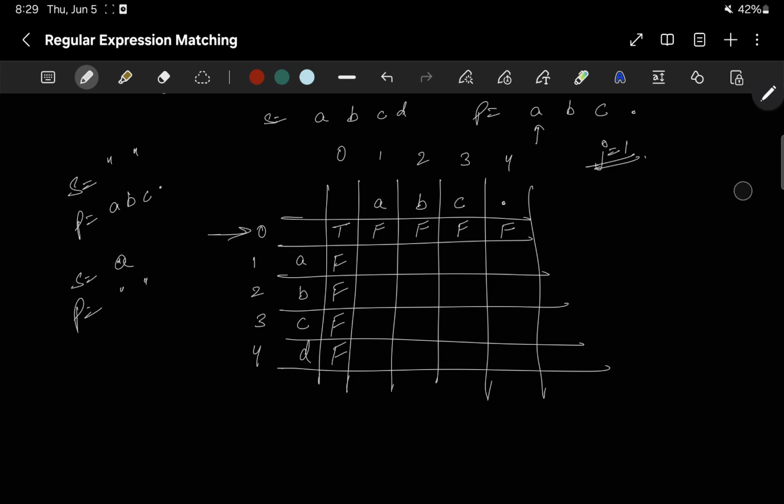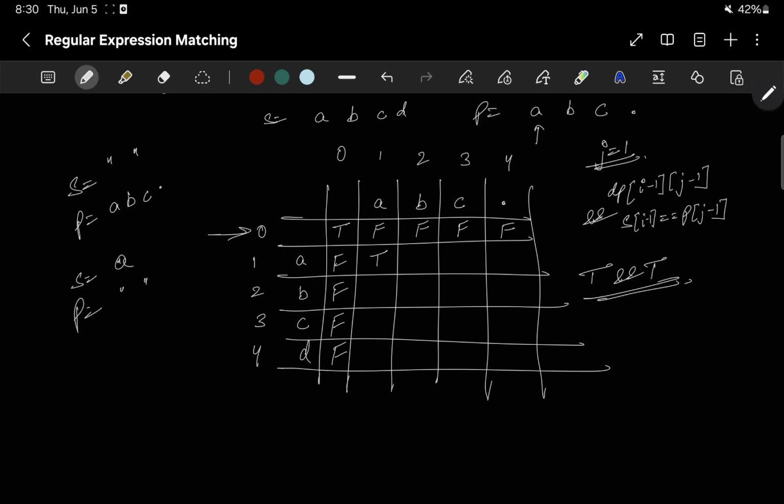If it is not a star, as I discussed earlier, all we need to do is compare dp of I minus 1 and J minus 1, because here I is also 1, J is also 1. What is dp of I minus 1 and J minus 1? It is true. And that will be anded with comparing the current characters, which means S of I minus 1 and P of J minus 1. In that case, we see that yes, they are also equal. It means true and true, right? If it is true and true, this is again true.